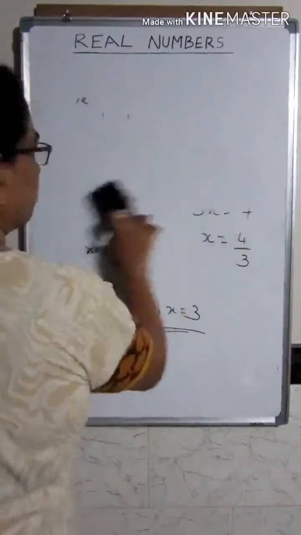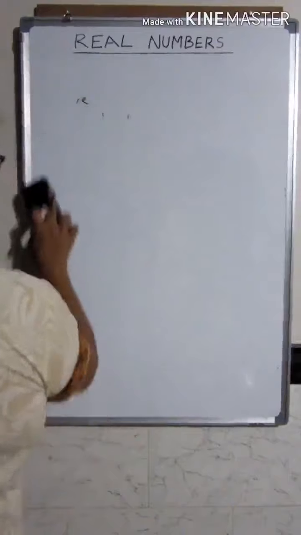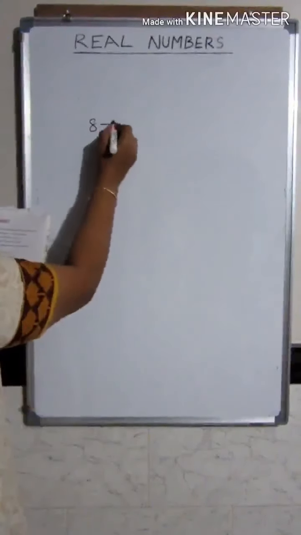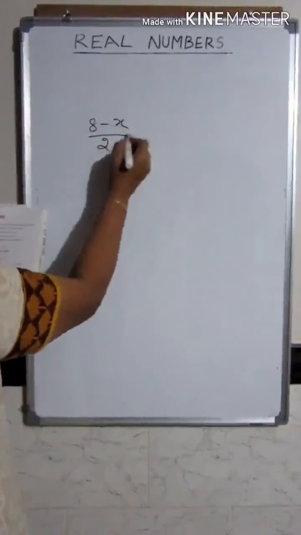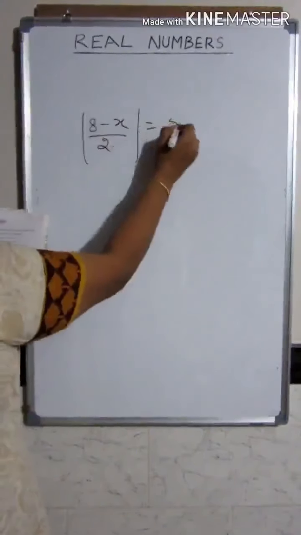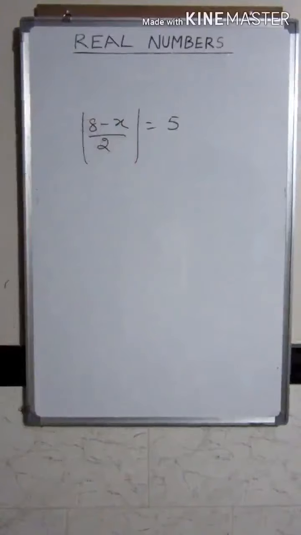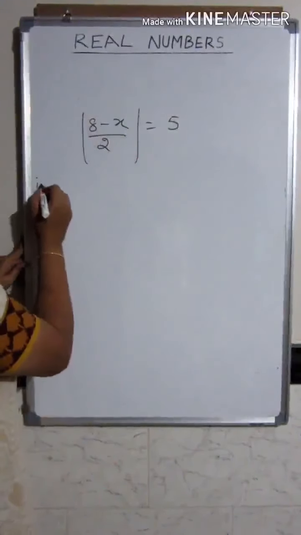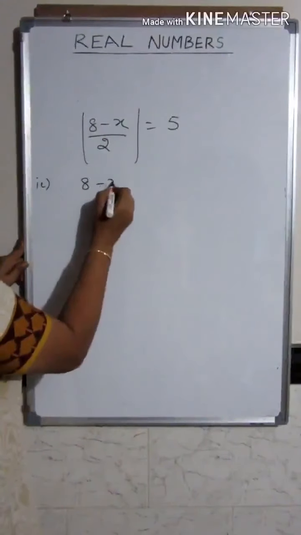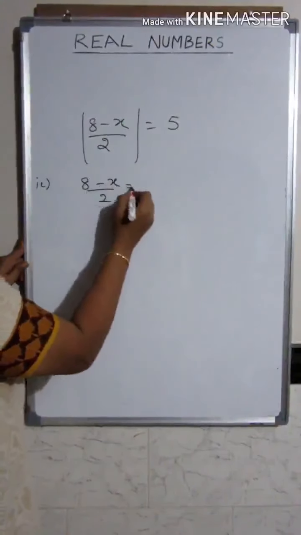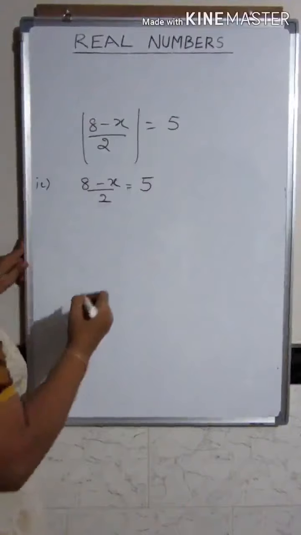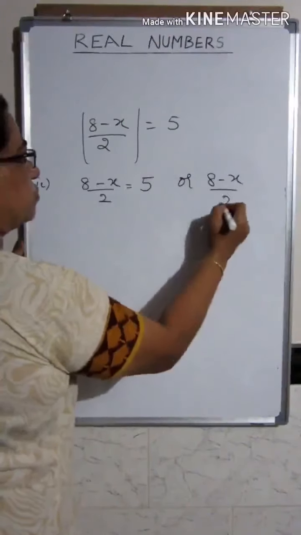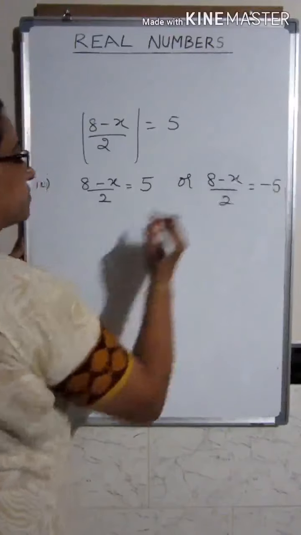We'll work out one more problem. The absolute value of 8 minus x upon 2 is equal to 5. You need to find out the value of x. You have to solve it and find out what is the value of x. So what you get here is 8 minus x upon 2 is equal to, take it with positive value, 5, or 8 minus x upon 2 with the negative value, that is minus 5.